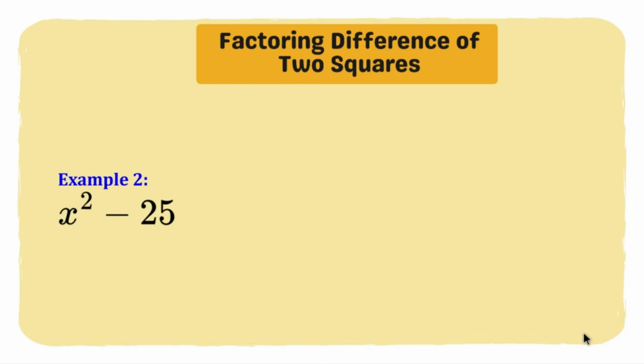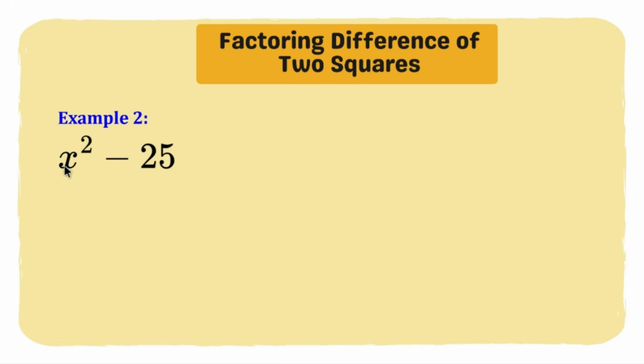Okay, let's have more examples. We have here example number 2, x squared minus 25. So first, tignan natin, is this what we call a difference of two squares? Perfect square po ba si x squared? Yes. Perfect square ba si 25? May square root ba siya? Yes, which is 5. Tama. So factor natin is x minus 5 and x plus 5.